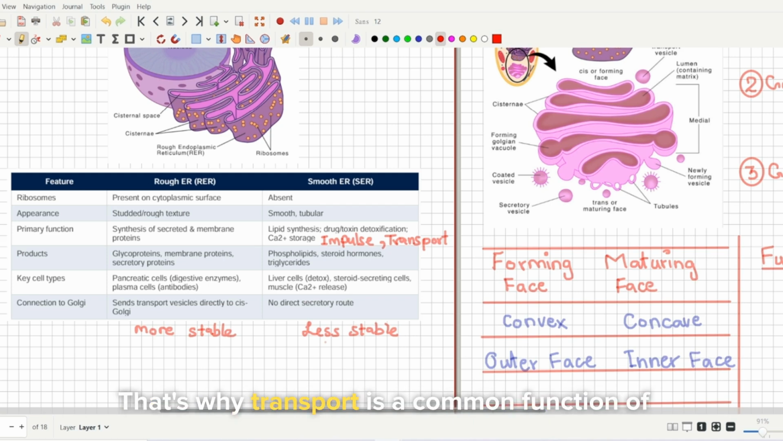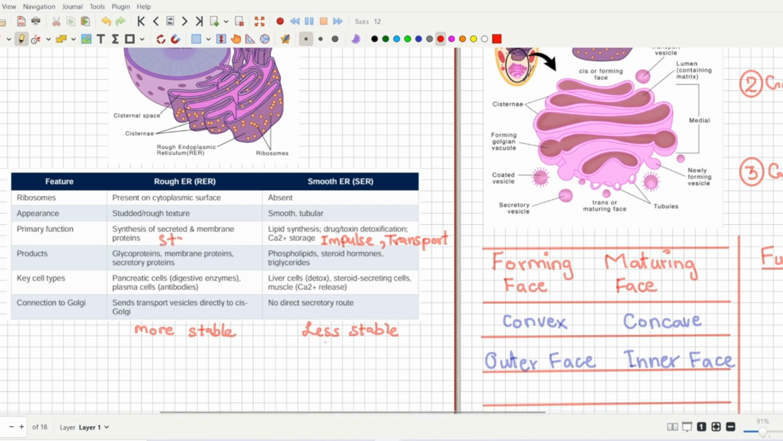Transport is a common function of both RER and SER, and both help in making the whole organelle stable, and mechanical support is given by both. But RER is majorly involved in support and SER is majorly involved in transport. I think you got my point. Transport and mechanical support are common functions of both parts, but transport is the major function of SER and stability is the major function of RER. I think you got my point of what I'm trying to say here.